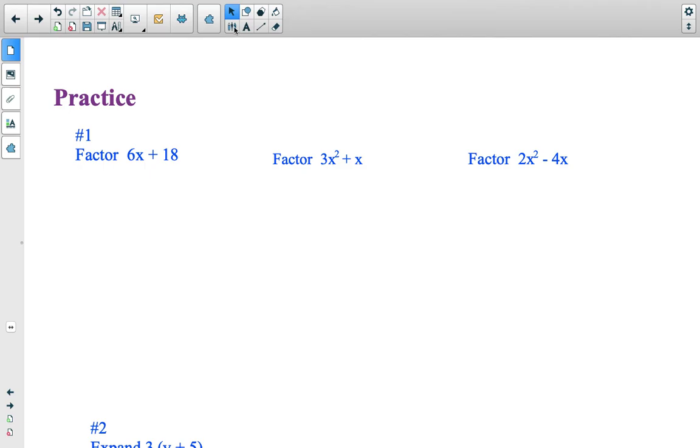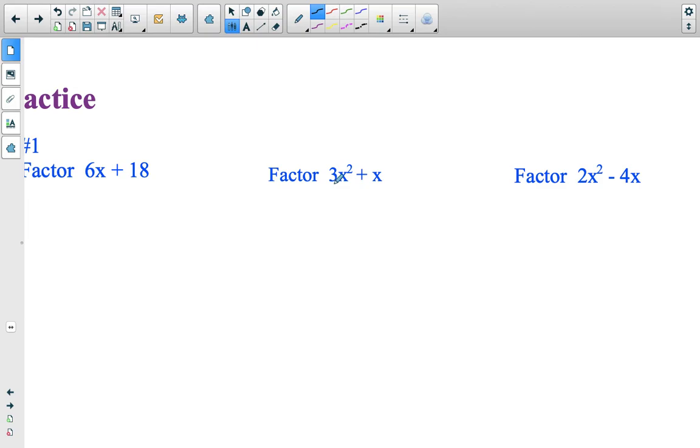If we did some other examples here, I'll just pick some random ones. All right, 3x squared plus x. I can actually divide out an x from both of these. So x goes on the outside of the brackets, and what I'm left with is 3x squared divided by x, which is just 3x, plus x divided by x, which is just 1. That's how I would factor something like that.